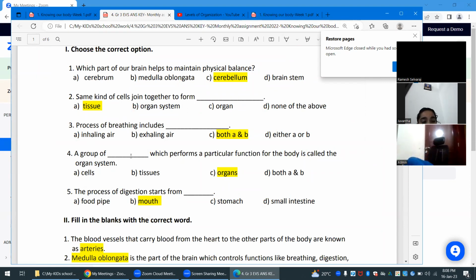Let's see something else. A group of organs which performs a particular function for the body is called an organ system. Yeah, many organs form an organ system. Okay, so this kind of question they would also ask you. The process of digestion starts from the mouth. Okay, the digestion we will also see here.